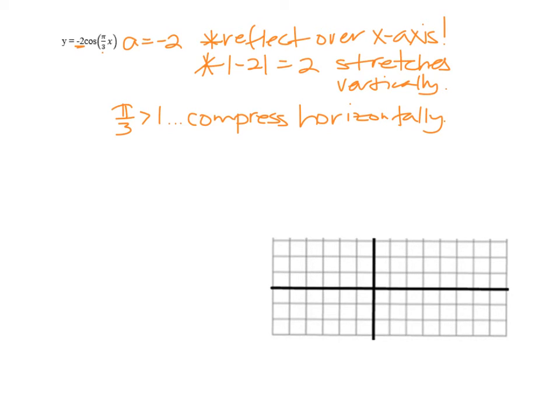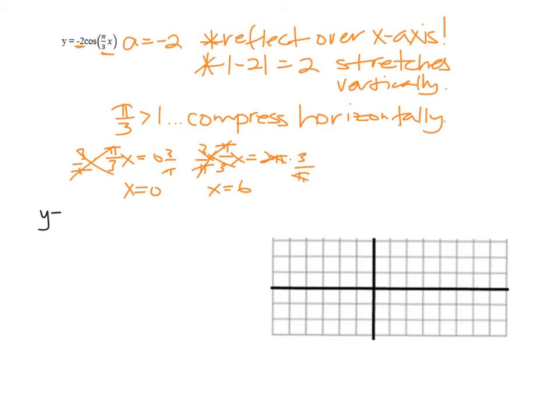To figure out our start and end points, we set bx equal to 0 and equal to 2 pi. See if you can determine the start and end point. When you're done, press play and see if we got the same result. Did you come up with 0 and 6? I hope so.